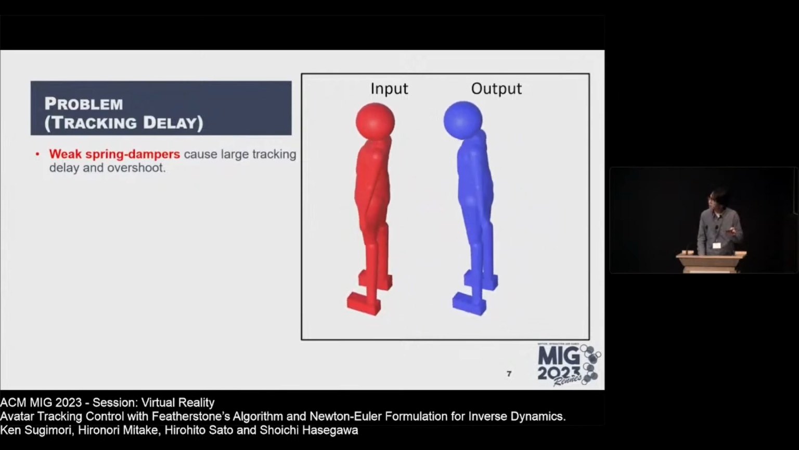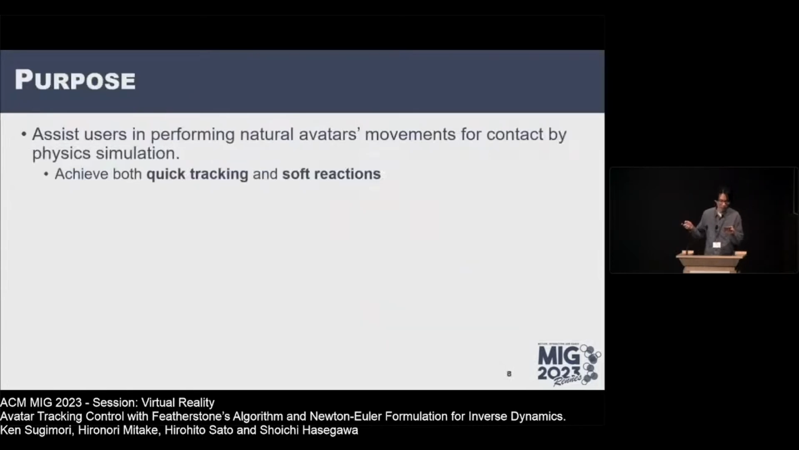Next is the purpose. The purpose is to assist users in performing natural avatar movement for contact by physics simulation. In particular, we aim to achieve quick tracking and soft reactions.